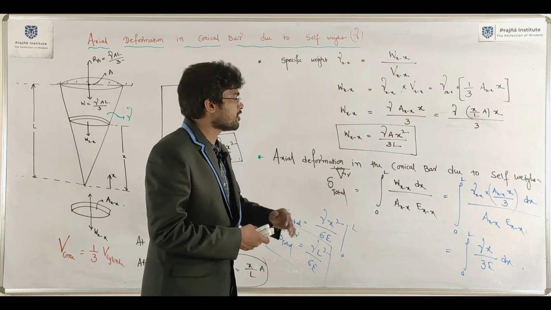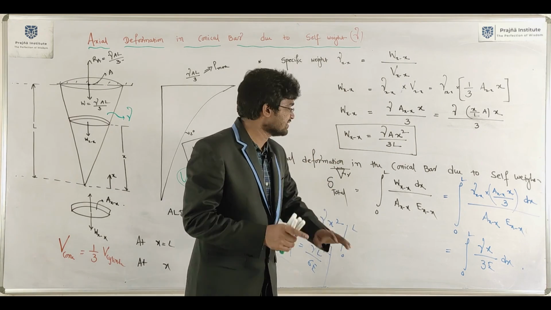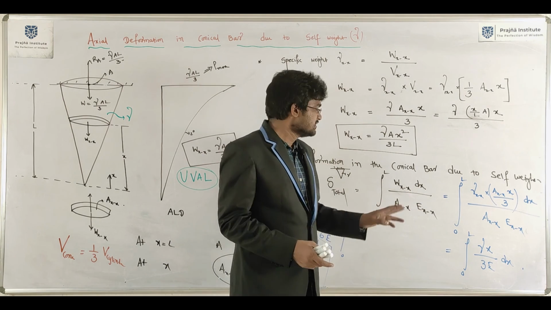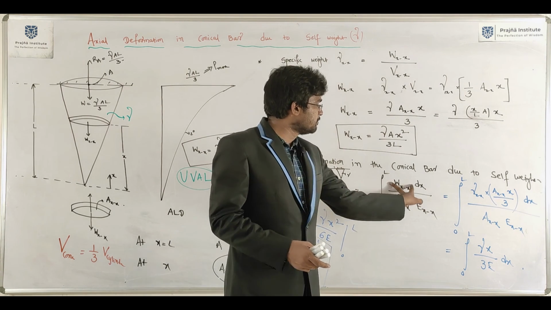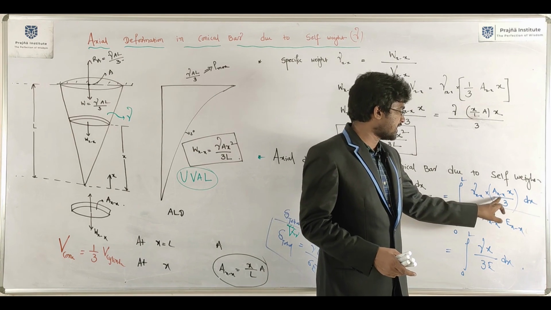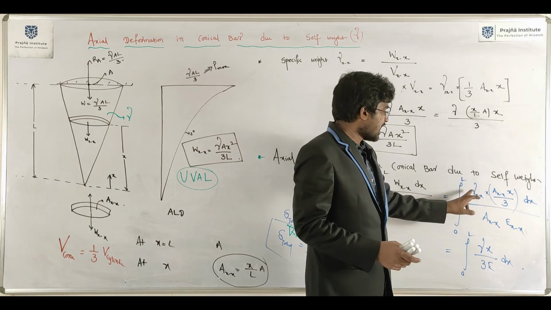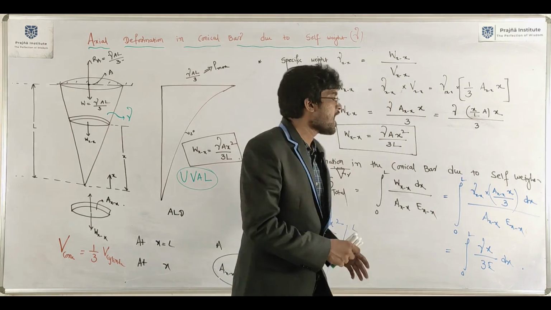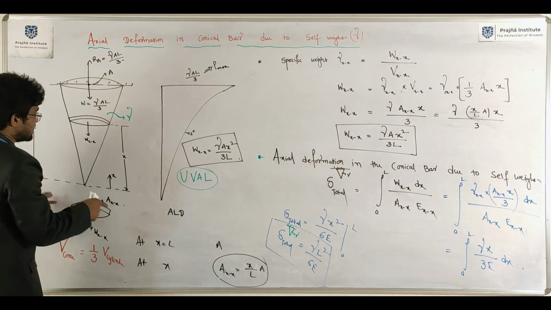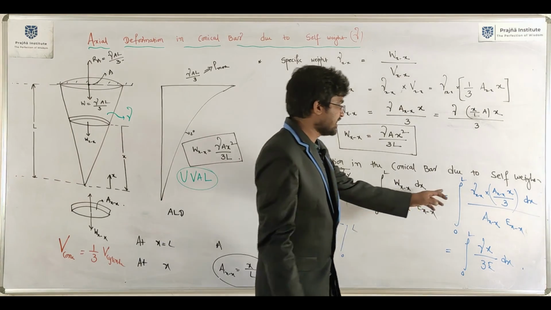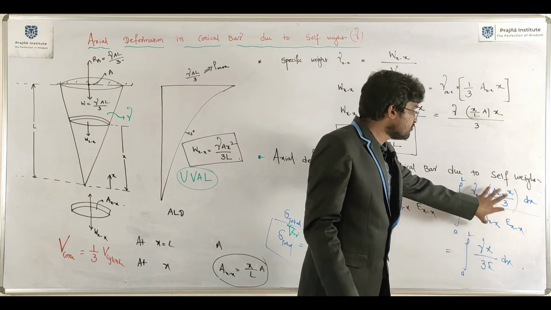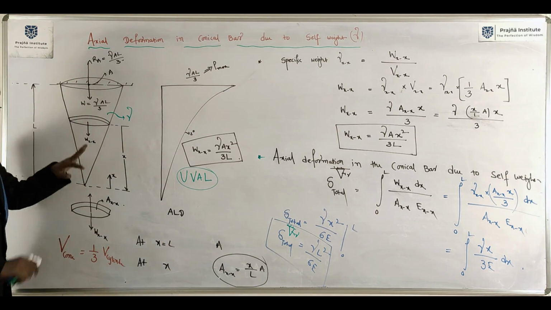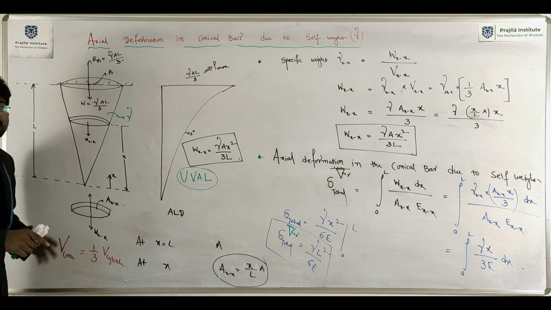Then axial deformation in the conical bar due to self weight. Here it is very simple: load into dx by A into E. Just I have written Wx equal to gamma into Ax into x by 3. Gamma is specific weight into volume of the cone. Okay? So that is the weight of the cone below the element. Total weight of the cone below the element.